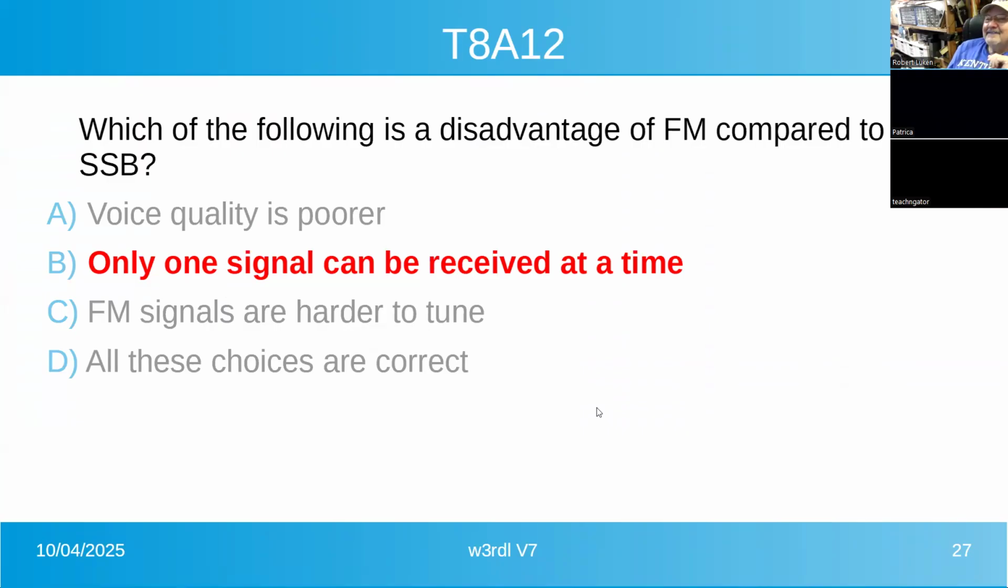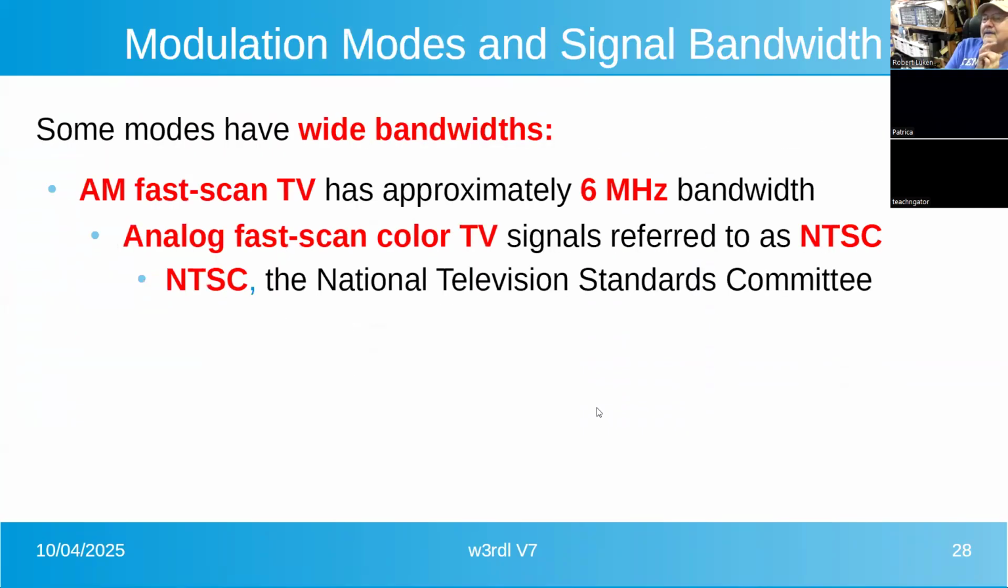Okay, there are some other modes that have very wide bandwidths. One of them that is used in amateur radio is called AM, or amplitude modulation, fast scan TV, and it's approximately 6 megahertz. It used to be referred to as NTSC, which stands for the National Television Standards Committee.